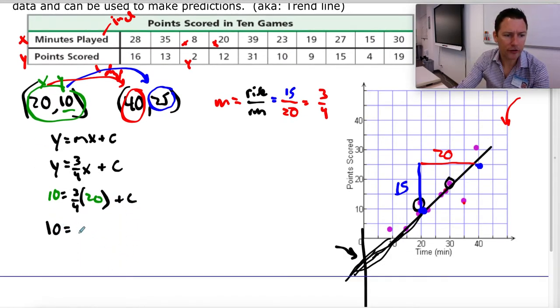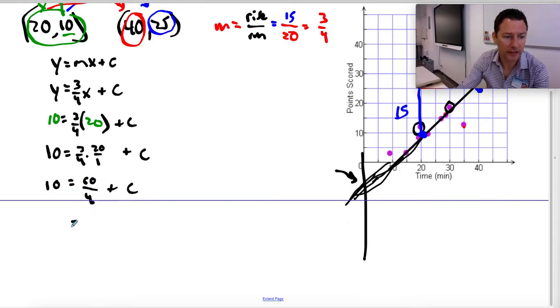When you multiply fractions, this is 3/4 times 20 over 1, right? That's this whole piece, plus c at the end. This is 3 times 20 is 60, over 4 times 1 is 4. 10 still sitting here. 60 divided by 4 is 15, plus c. So then to get rid of this 15, we subtract 15 from here, subtract 15 from here. These cancel, and you're left with c is 10 minus 15 is -5, which is sort of what we thought.